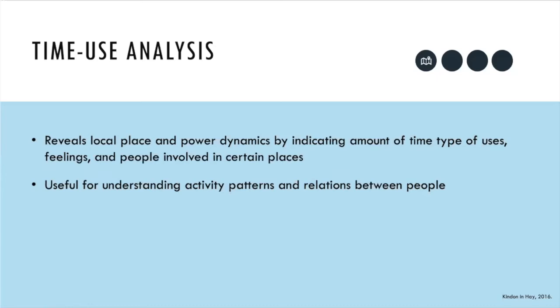The next application is time use analysis. This reveals local place and power dynamics by indicating the amount of time, type of uses, feelings, and people that are involved in certain places. It is useful for researching activity patterns, relationships between people, and how these things change in the short and long term. I think it'd be useful for planning studies, looking at social capital, and market research.